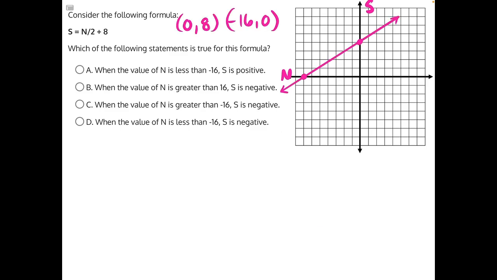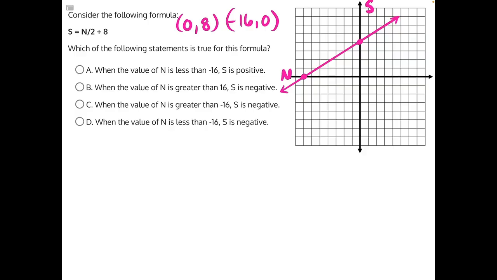Here I've plotted our two coordinate points, one at left and right 0 and up 2, 4, 6, 8. It's this coordinate point. And then to the left 2, 4, 6, 8, 10, 12, 16 and up and down 0, which gave us this coordinate point. So now we can take a look at our answer choices.